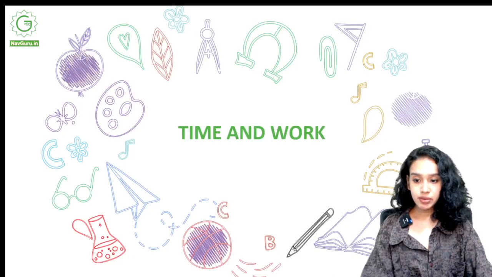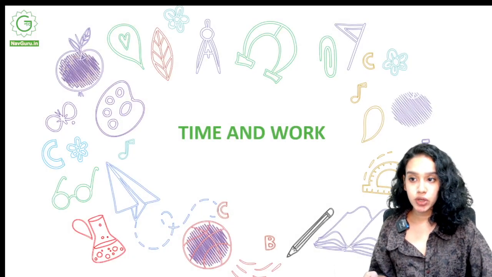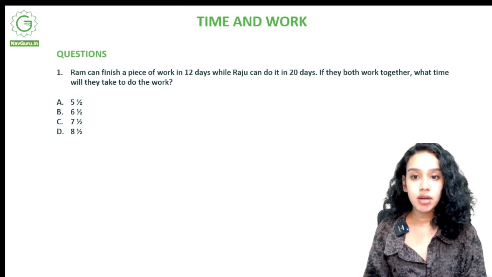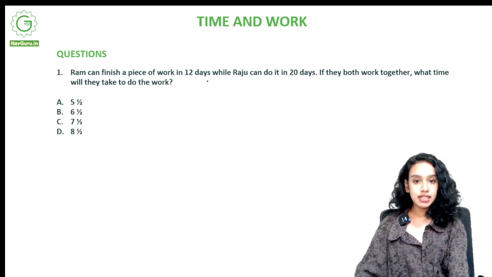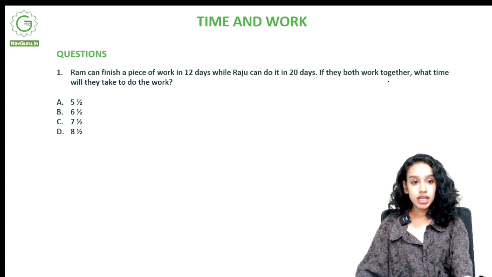So let's solve some examples of the chapter Time and Work. Ram can finish a piece of work in 12 days while Raju can do it in 20 days. If they both work together, what time will they take to do the work?